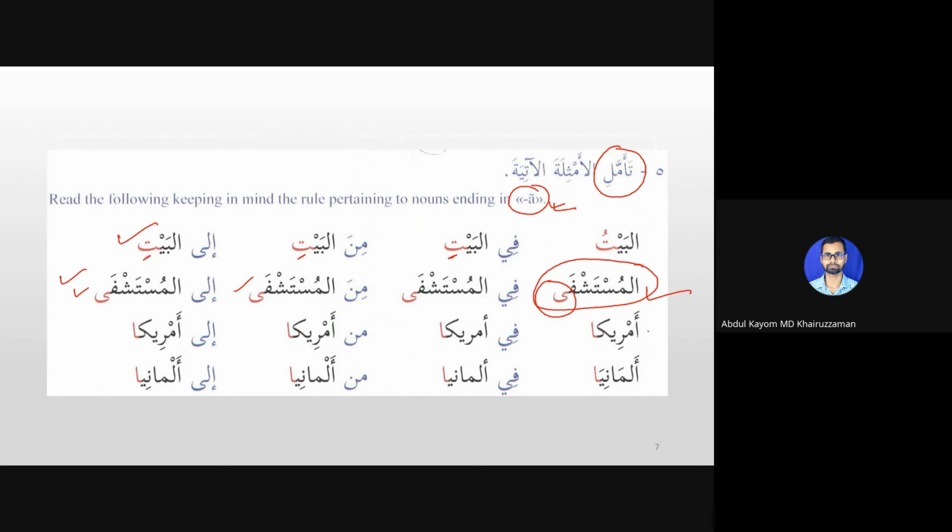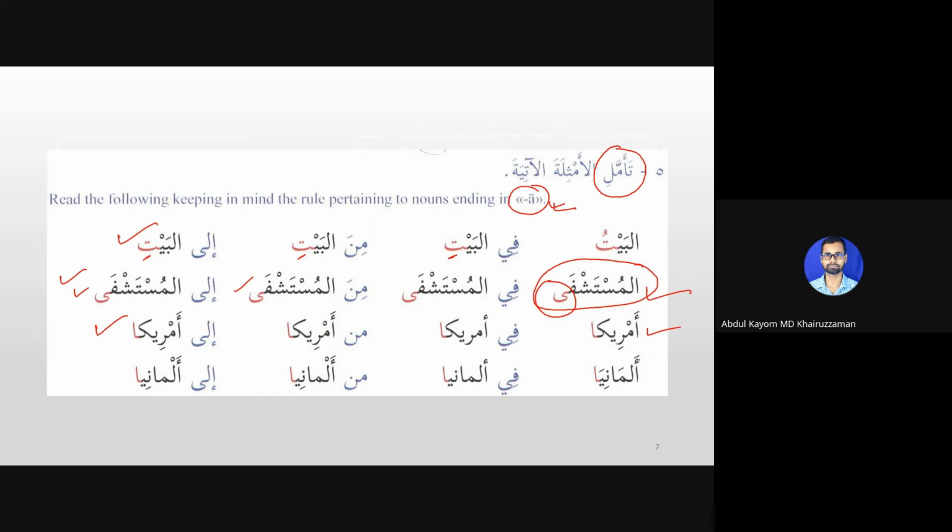Then we have another word, Amrika. This is actually ending with alif. We know alif doesn't take any harakats, right? So we cannot put dhamma, kasra or fatha here. You have to read Amrika, fi Amrika, min Amrika, ila Amrika. It doesn't change, whether a preposition comes before it or there is a possessive position. It will always be the same.